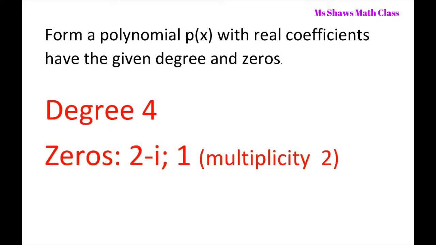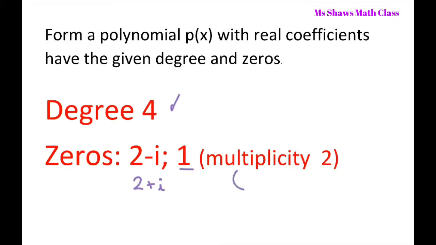Hi everyone. We're going to form a polynomial p of x with real coefficients that have the given degree and zeros. So our degree is 4. We have a complex zero at 2 minus i, so therefore we also have one at 2 plus i.